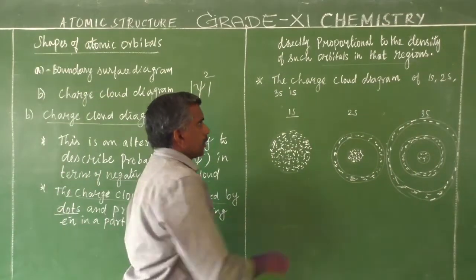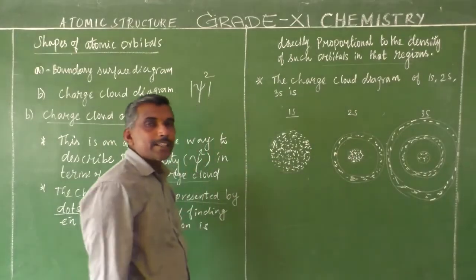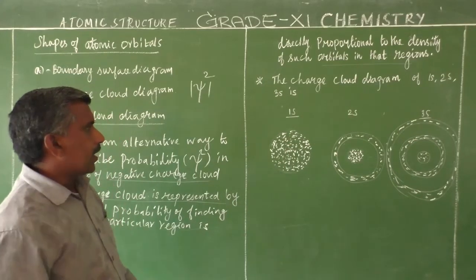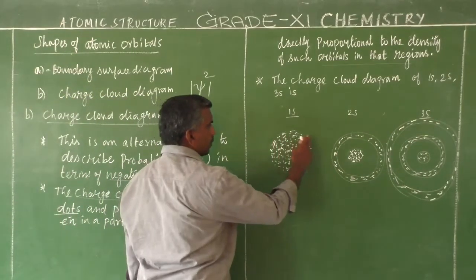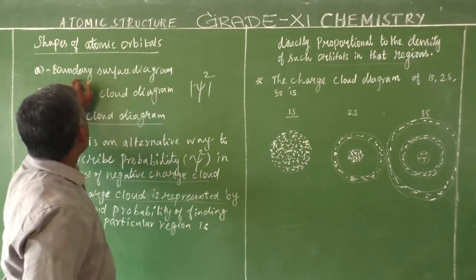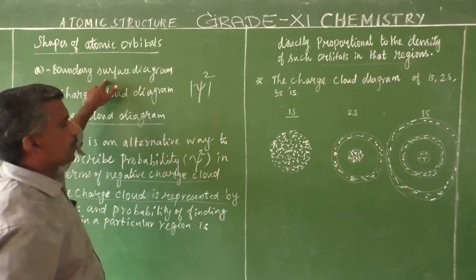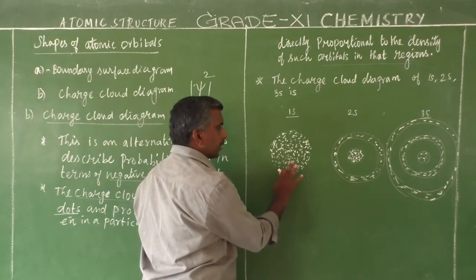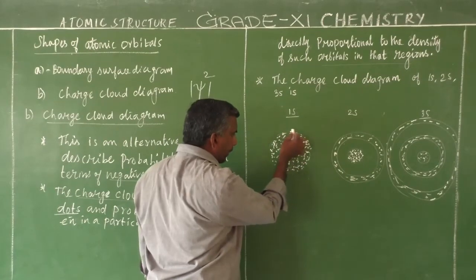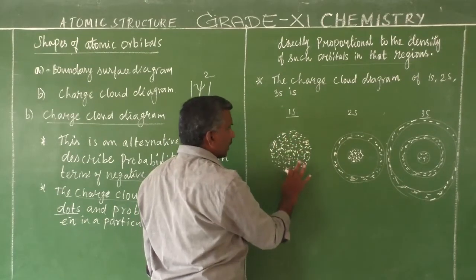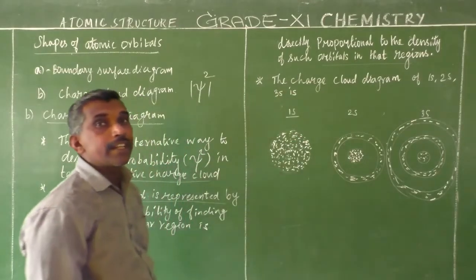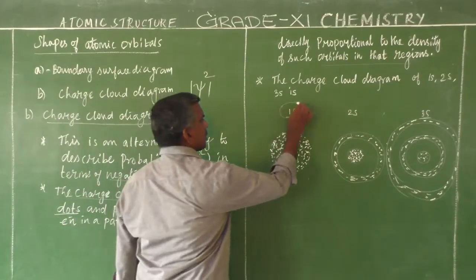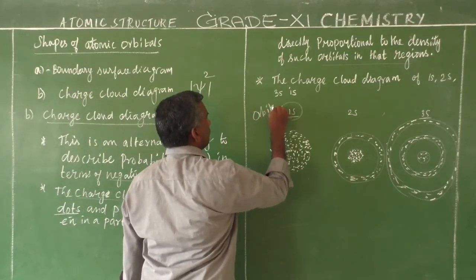Now, for example, the charge cloud diagrams for s orbitals: 1s, 2s, and 3s. In the 1s orbital, there is no boundary, unlike the boundary surface diagram. There is only cloud expansion. This is the electron cloud, expanded in a particular region, where the probability of finding the electron is maximum. This is the 1s orbital.